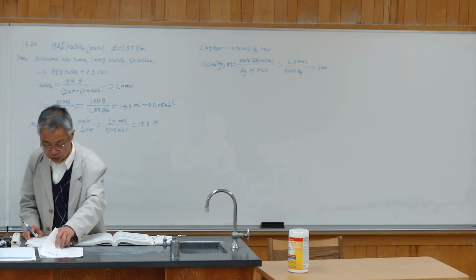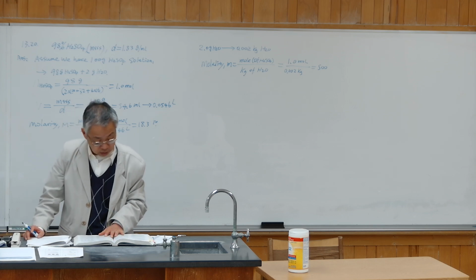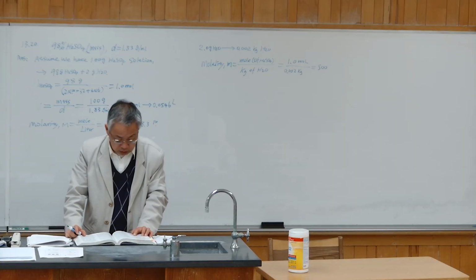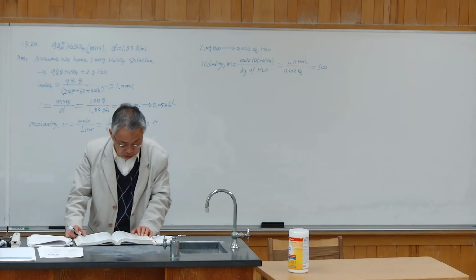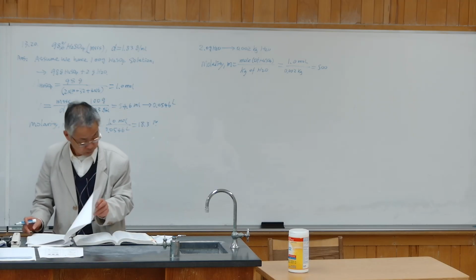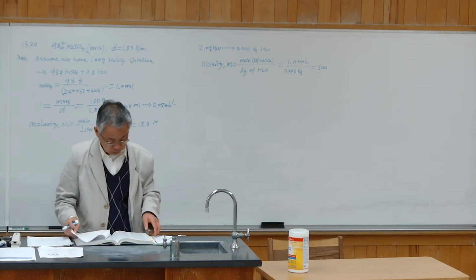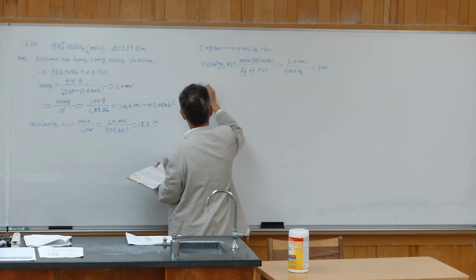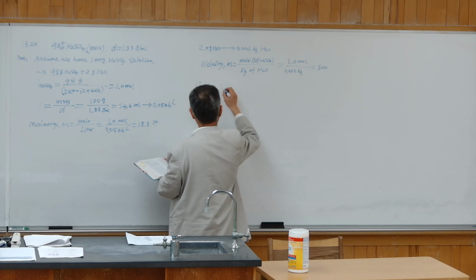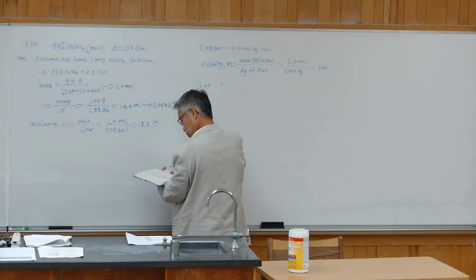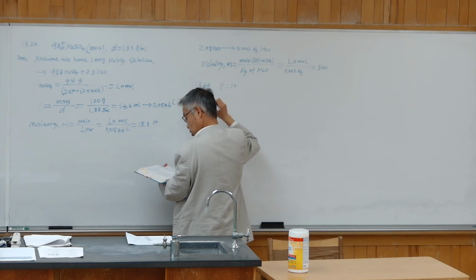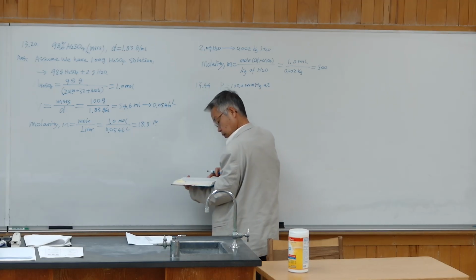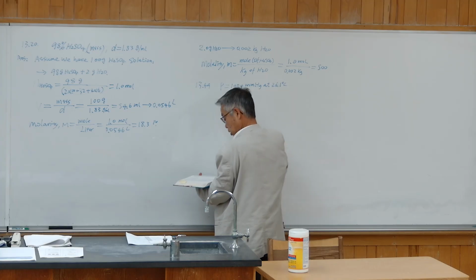Let's take a look at another one. Number 49. The vapor pressure of benzene is 100 millimeter mercury at 26.1 degrees Celsius.